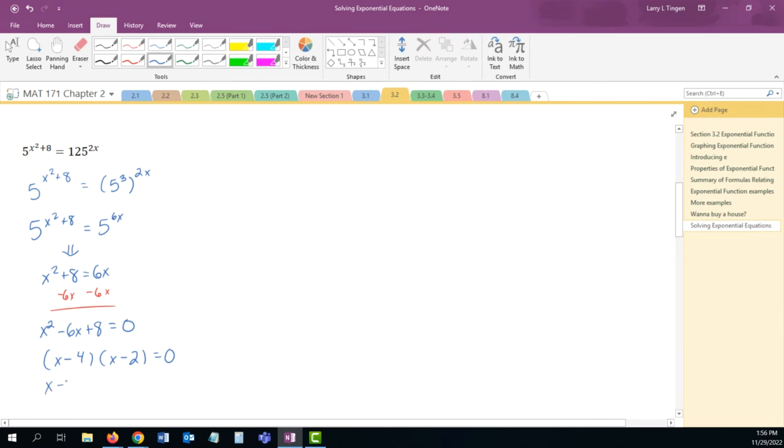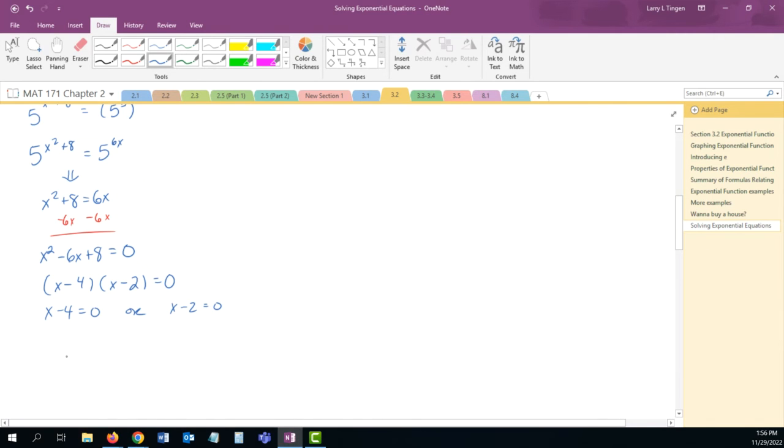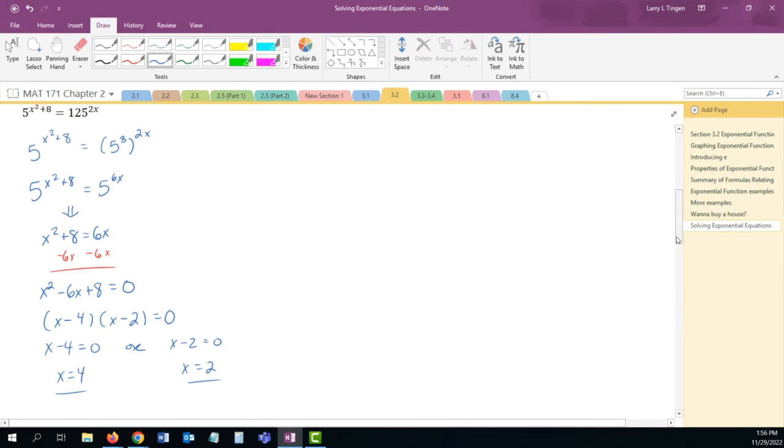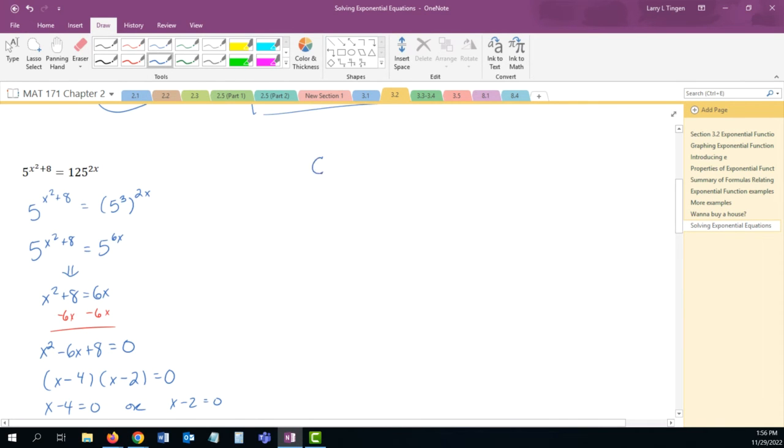Two things multiply to 0, meaning one of them is 0. x minus 4 equals 0 means x is 4. x minus 2 equals 0, which means x is 2. So we've got to check them. So check 4 and check 2.